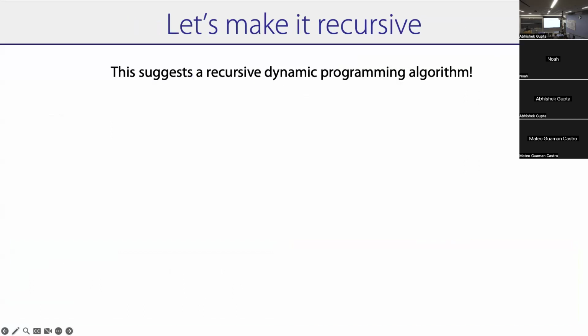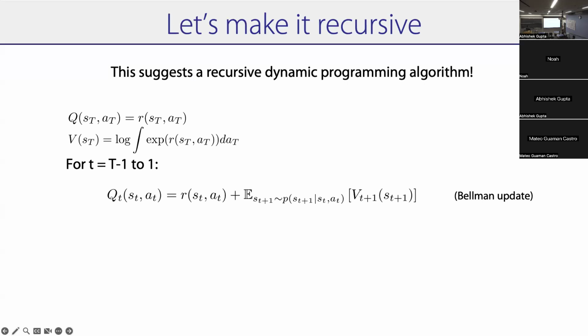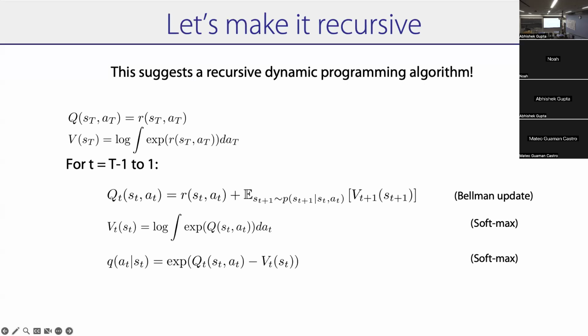Okay, so that is the second last time step, but you can just extrapolate from this to more time steps before, right? So it suggests that the base case, the last time step, Q is equal to R, and V is equal to log integral exp of R, right? That's the last time step that we derived. And then for every time step before, you're going to say that Q is equal to R plus expected V in the future, right? And you're going to say that V is equal to log integral exp of Q, the softmax over Q. And then the policy is equal to exp(Q minus V), which is essentially the same as exp Q divided by integral exp Q, right?